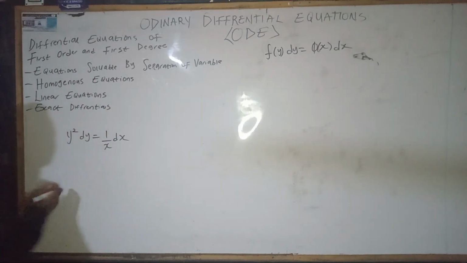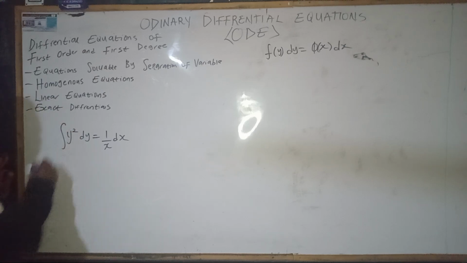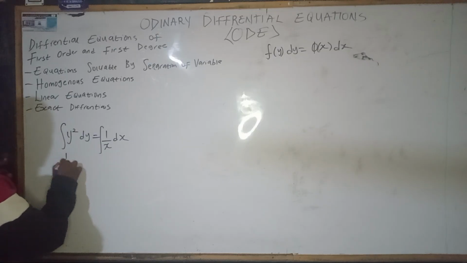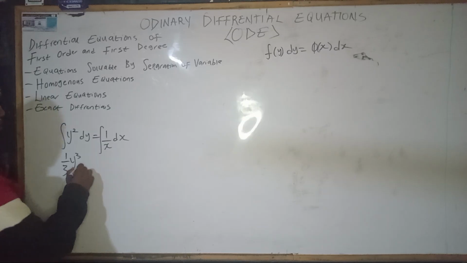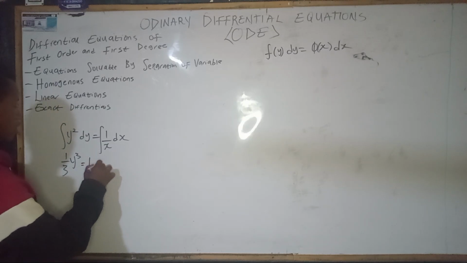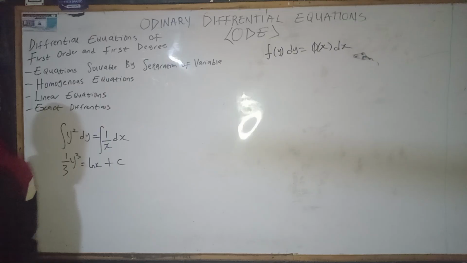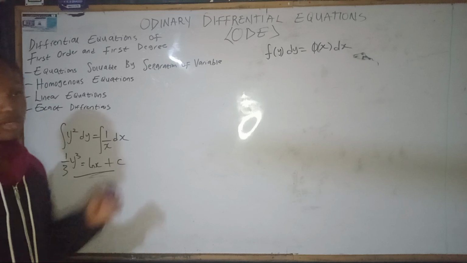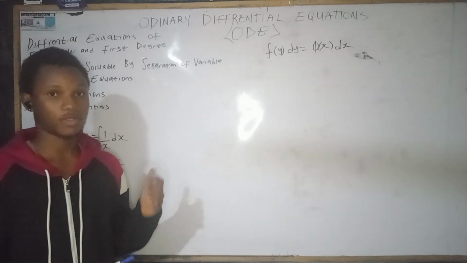Let's say we have something of this particular form. We integrate both sides, so we just add the integration sign here and the integration sign here. If we integrate y square with respect to y, we are going to have 1 over 3 y cube. And if we integrate 1 over x dx, we are going to have ln x, then plus c. So now this is going to be our final answer for the equation solvable by separation of variables.